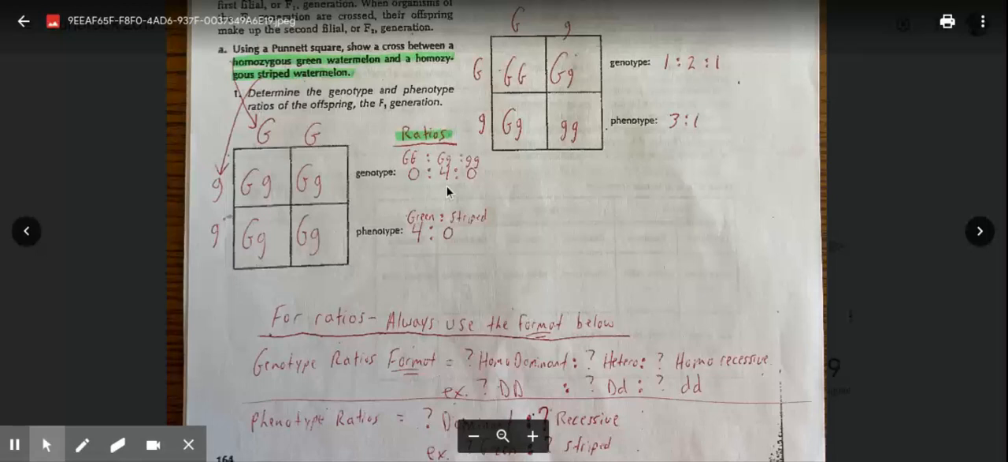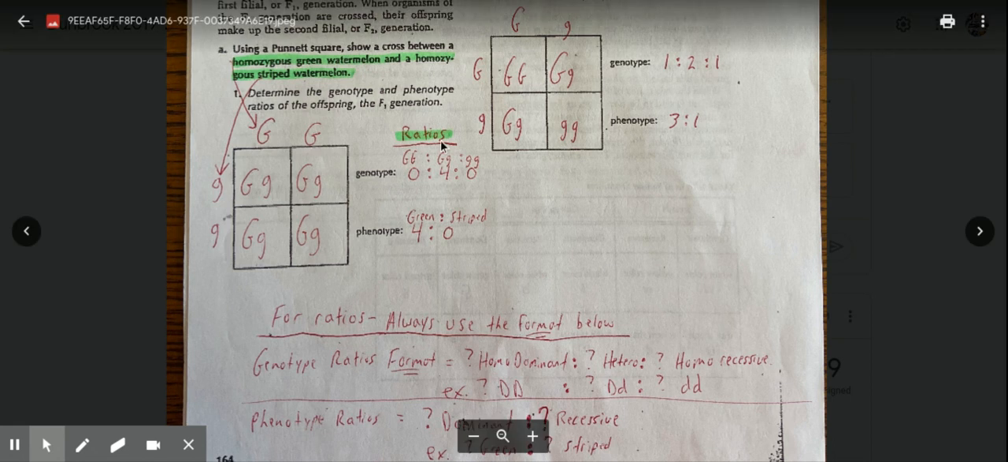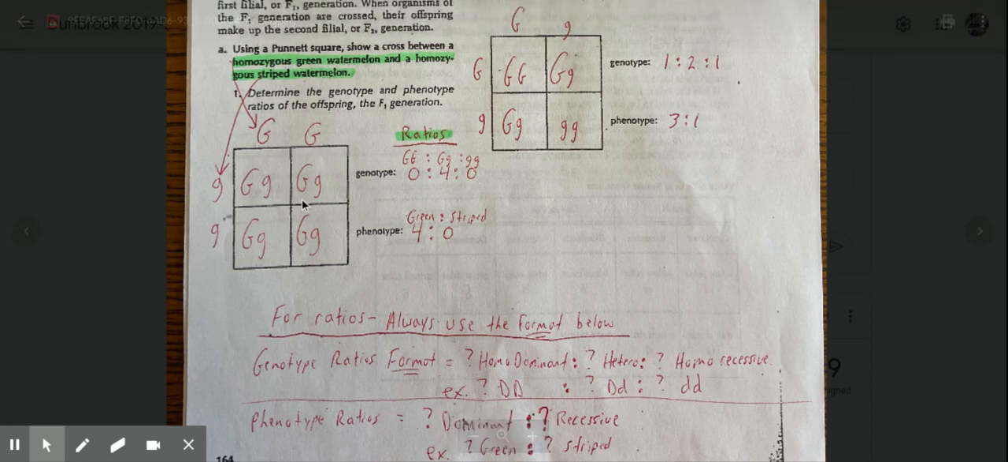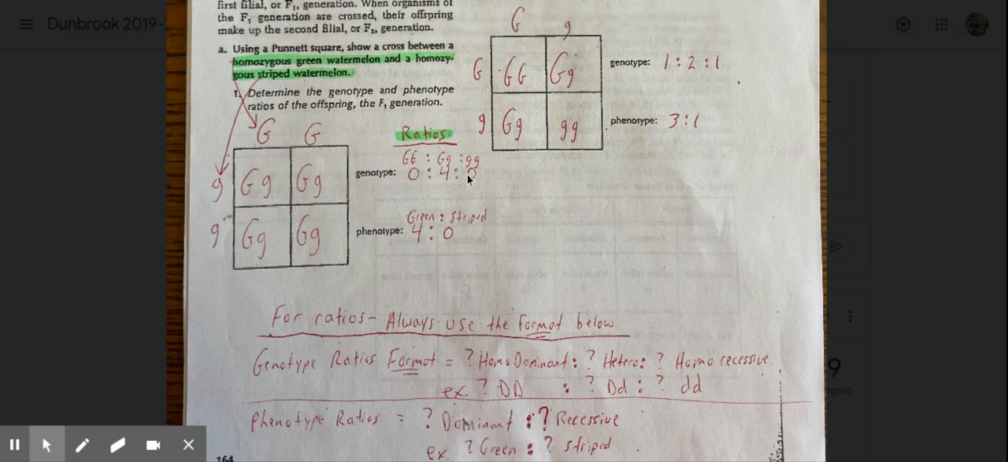So when we write a genotype ratio, we're saying how many were homozygous dominant? In this case, none. How many were heterozygous? In this case, all 4. And how many were homozygous recessive? In this case, none again. 0 to 4 to 0 genotype ratio. Notice that adds up to 4, because there were 4 kids that we were making the prediction for. Again, this is prediction probability, not necessarily reality, but in this case, it would match up.